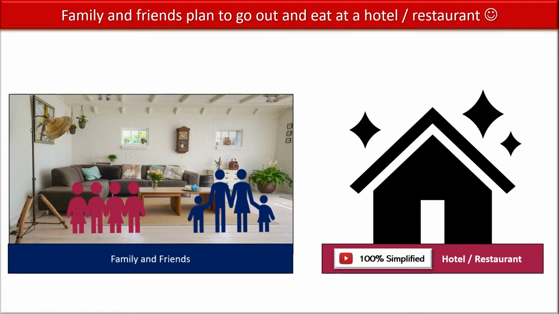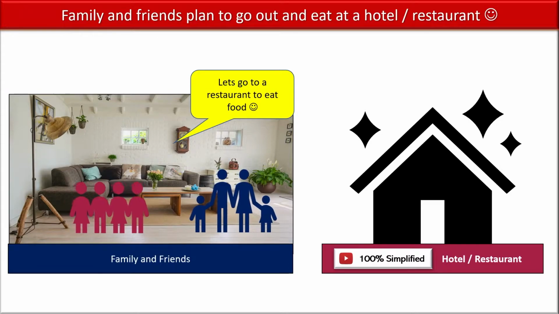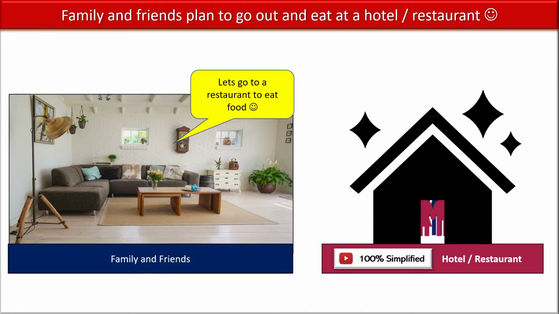So when we are sitting at home, we plan to go out and eat at a restaurant for food. As we plan, we execute the plan and go to the restaurant. For this example, let's assume the restaurant name is 100% Simplified, which is nothing but our channel name. The channel is dedicated for all of you.